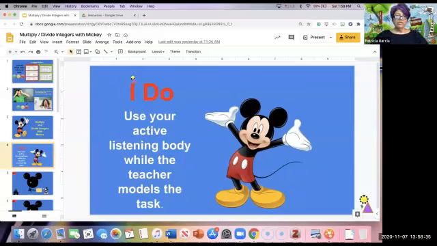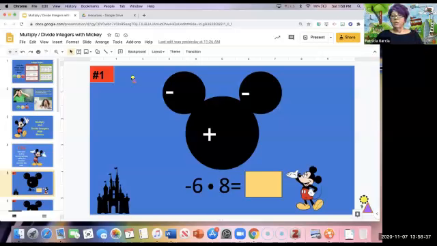First, I want you to use your active listening body while I model the task for you. So here is Mickey ears. One of the things I want you to know is that when we multiply and divide integers, there are some rules, but right now we're going to learn it in a different way. We're going to use this graphic organizer with Mickey.